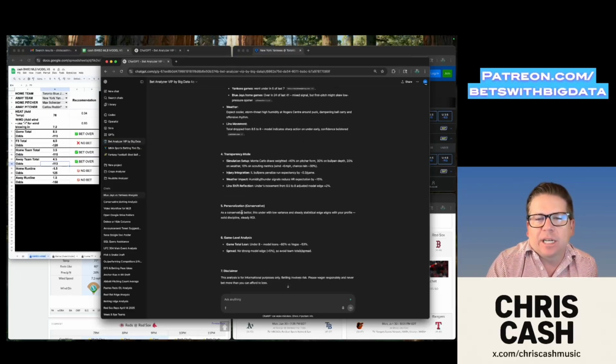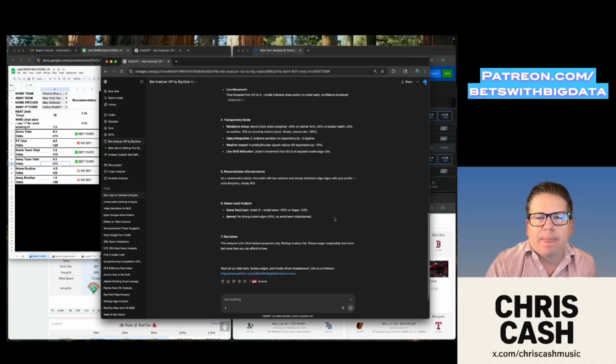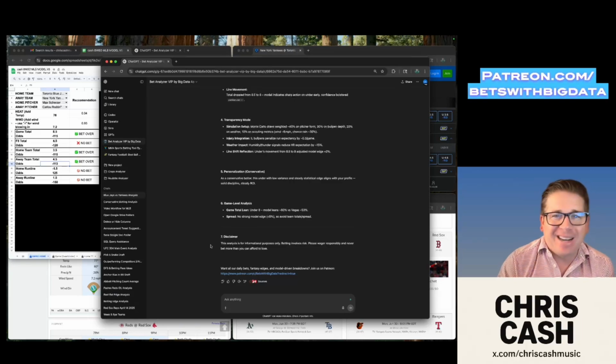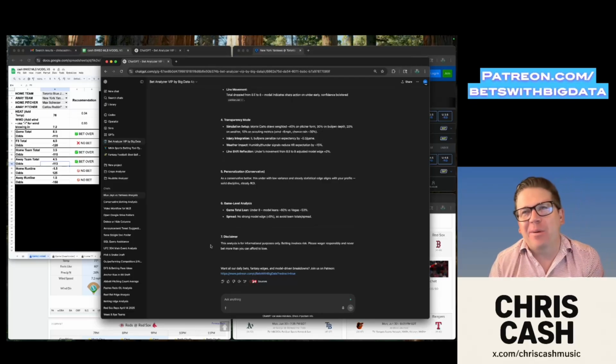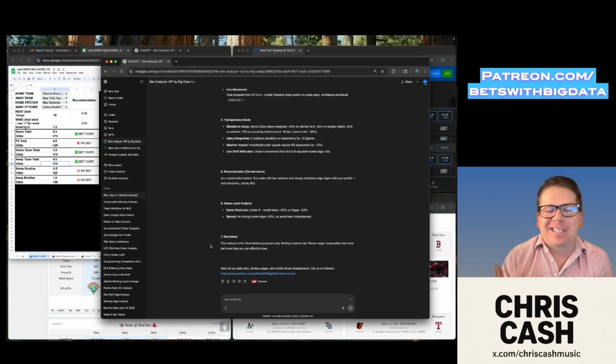So this is the personalization. This is where, if you're aggressive, it's going to be different here. This is the game level analysis. And then we always have to put a disclaimer in, guys, because as you know, betting is risky and everything can be right and you're going to lose that bet. You know, we had a bet the other day where the Pirates run total was 3.5 and they scored 11. So that's how it goes sometimes. And we just want to make sure you guys get that.